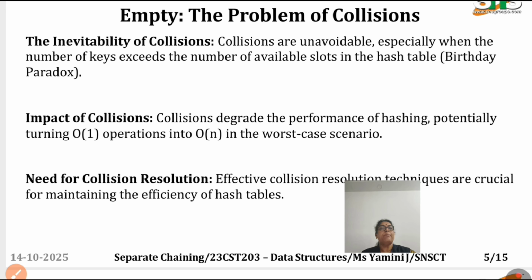Next one, the problem of collision. That is, collisions are unavoidable. This is known as the birthday paradox in hashing. As the number of keys increases, the chance of two keys sharing the same index rises. Diagrammatically, these collisions slow down operations, turning an ideally constant time, big O of 1 operation, into big O of n in the worst case. That is why it's important to use an effective collision resolution method.